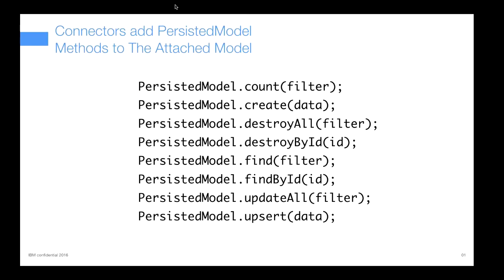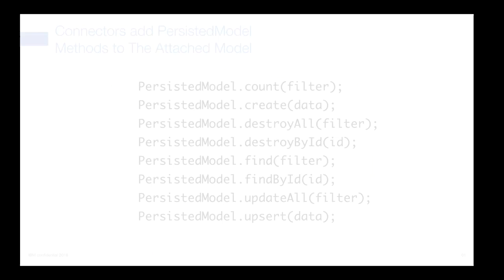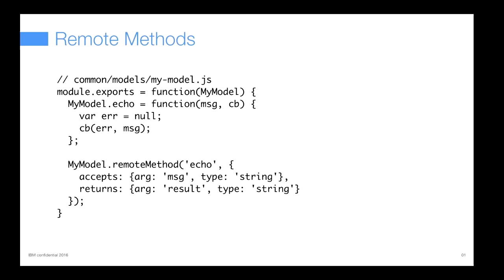The second point here is that for each of these data source specific implementations, like the create method for MongoDB, LoopBack takes that method and attaches it to your model. So when you define a model in LoopBack and attach it to a data source, it defines a new method on your model. And these methods are called remote methods.